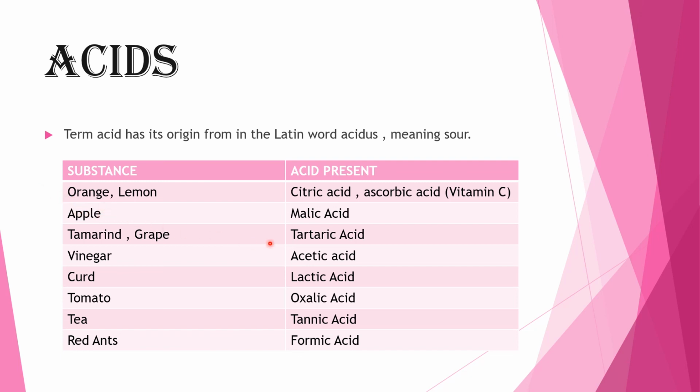For example, in orange and lemon, the acids present are citric acid and ascorbic acid. Ascorbic acid is also known as vitamin C. In apple, there is malic acid; in tamarind and grape, tartaric acid; in vinegar, acetic acid; in curd, lactic acid; in tomato, oxalic acid; in tea, tannic acid; and in red ants, formic acid.